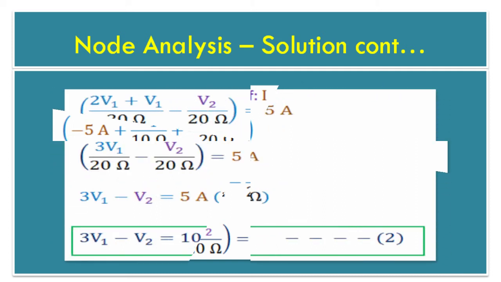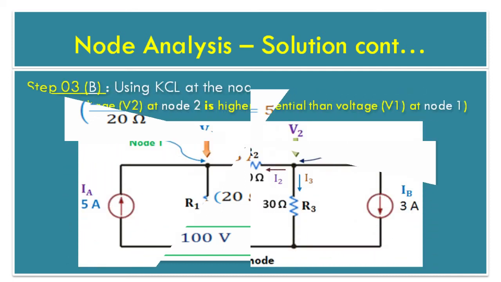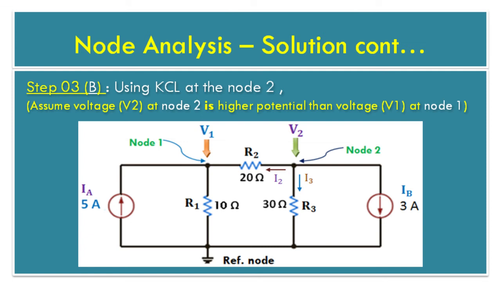Simplify and rearrange the terms. We get the KVL equation at node 1 as 3V1 minus V2 is equal to 100 volt, which is represented by equation 2. Now let's see the procedure with step 3 and part B.